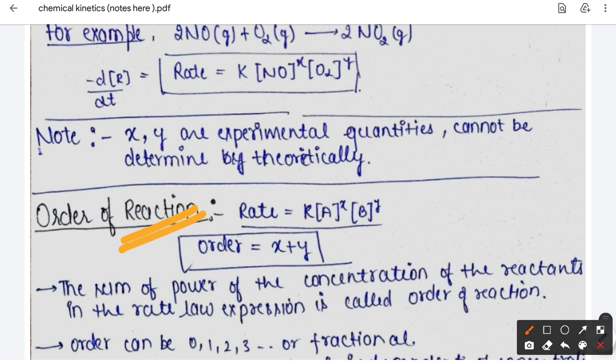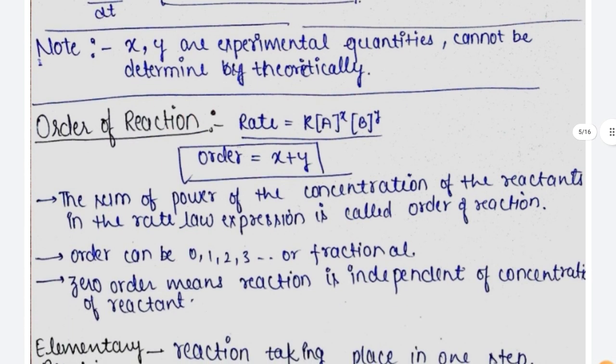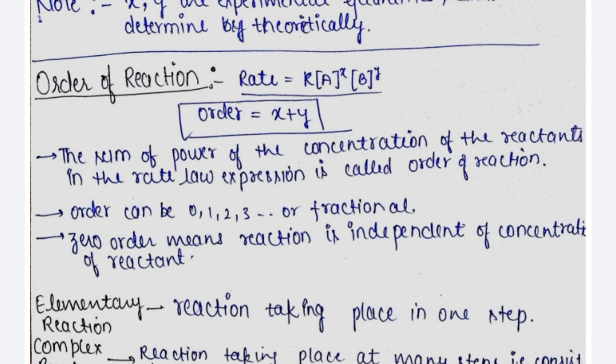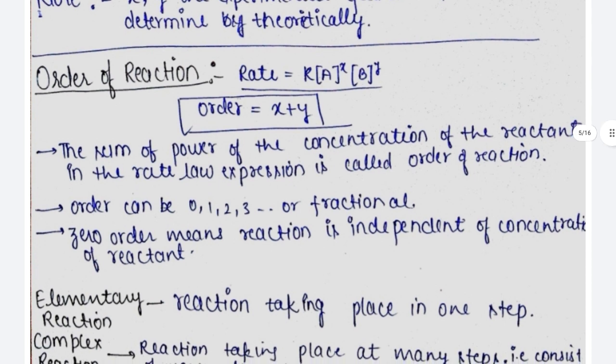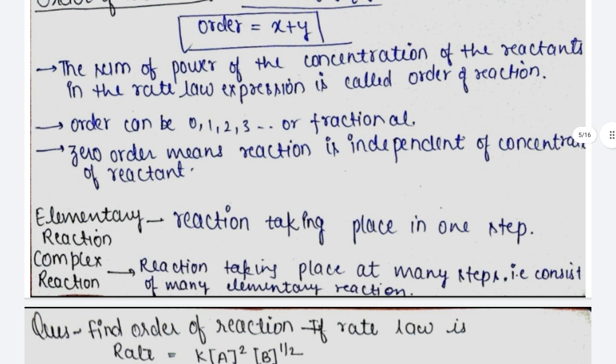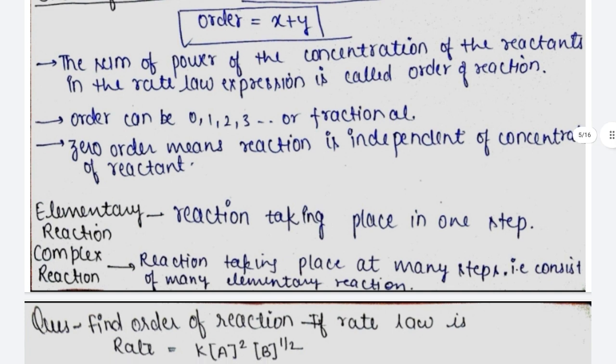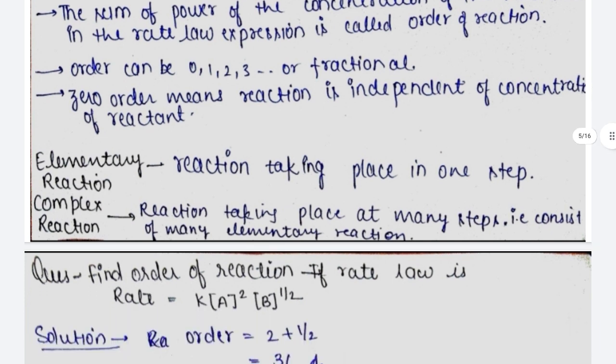Then we have order of reaction. What is order of reaction? In the rate of reaction, the molar concentration is raised to some power. Sum of those powers is the order of reaction. Order of reaction can be 0, 1, 2, 3 or fractional. Elementary reactions take place in one step, and complex reactions take place in many steps.